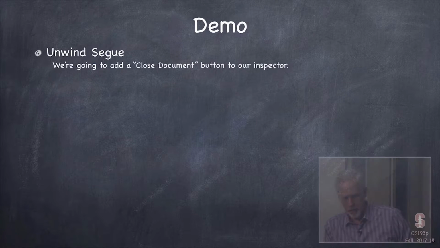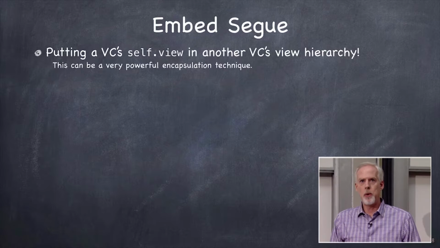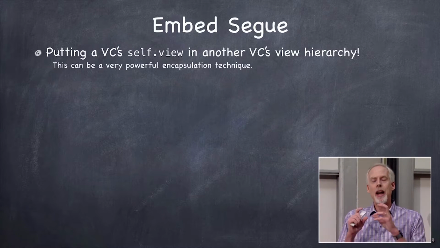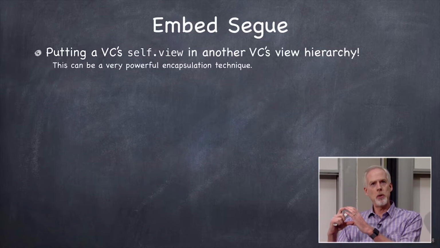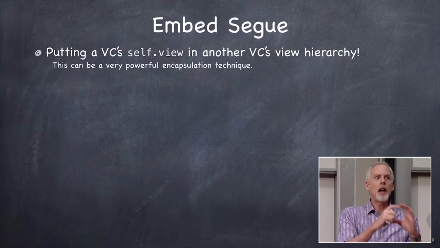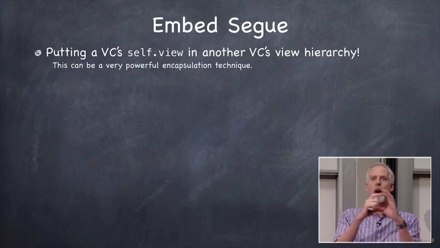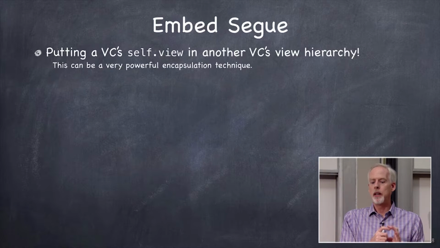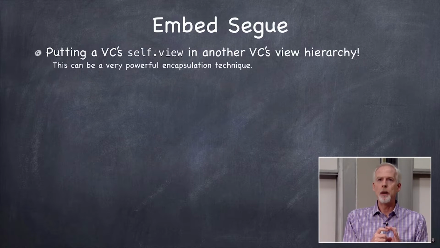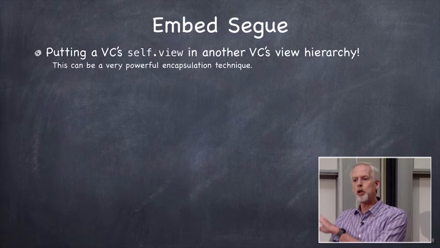The last segue we're going to talk about is embed segue. An embed segue is a really cool segue. It allows you to take the self.view, the top level view in a view controller, and put it inside the view hierarchy of another view controller. So it's essentially embedding one view controller inside another, which is really a powerful encapsulation technique to be able to do.